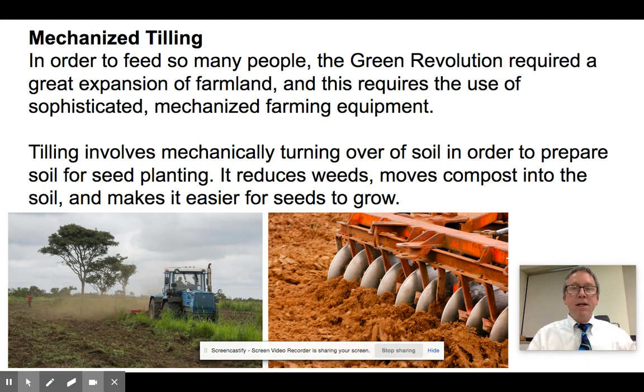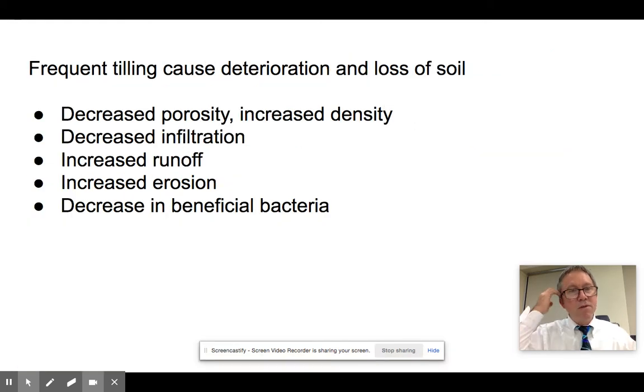So basically, yes, it does get rid of weeds, and you can turn manure and other nutrients into the ground, and you provide a place for the seeds to grow. But what we find over time is that tilling tends to decrease the porosity and increase the density of soil. So it becomes dense and less porous, which also makes it less permeable. So you get less infiltration into the soil and more runoff. When you get increased runoff, you get increased erosion. So we tend to lose soil, and it tends to blow away. And it also causes a decrease in the bacteria, which makes the soils less fertile.